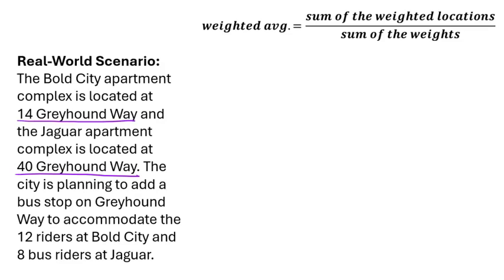All right, so here are our locations, and then it says the city is planning to add a bus stop on Greyhound Way to accommodate the 12 riders at Bold City and 8 bus riders at Jaguar. So if we're thinking about what this looks like, we've got an apartment complex, right? Bold City apartment complex is here at 14. And then we've got another apartment complex here at 40, and this is going to be Jaguar apartment complex, right?